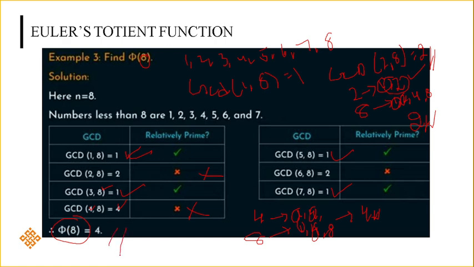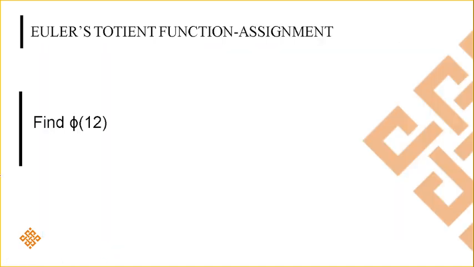So in this way, you need to find the Euler's totient function. Hope you understood the video. Now let us see the assignment question. Try to find the Euler's totient function of 12. The question will be posted in the description box. You can put your solutions in the comment box.